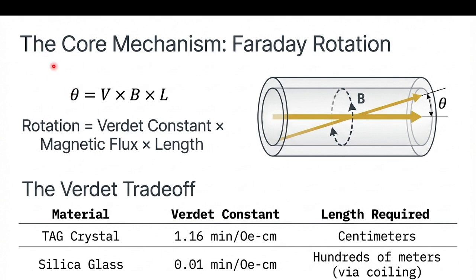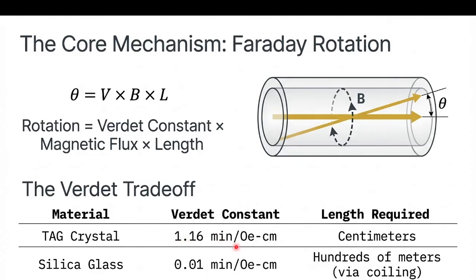Moving towards the next thing, which is the mechanism behind it. What is the mechanism? You can see that the Faraday rotation is also happening in that. So theta, the rotation angle inside the fiber, is nothing but the Verdet constant times magnetic flux times length, and this Verdet constant trades off with two things, which is the material: one is YIG crystal and another is silica glass.